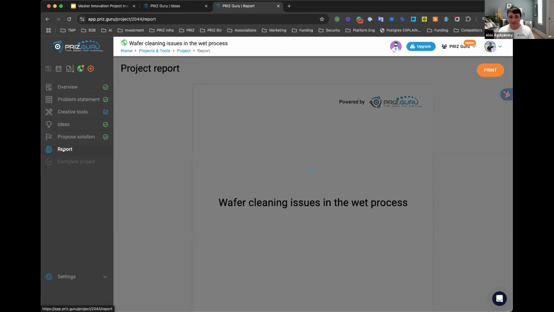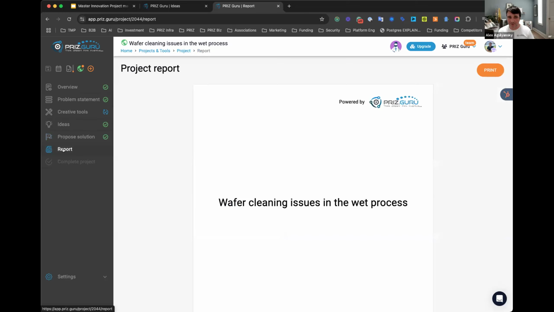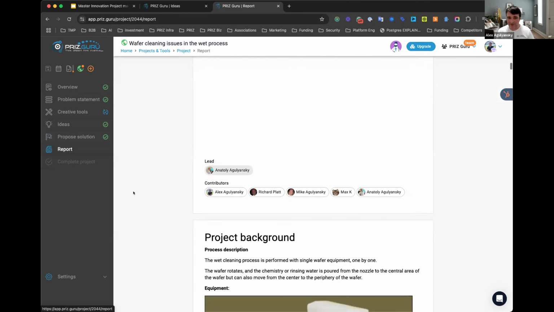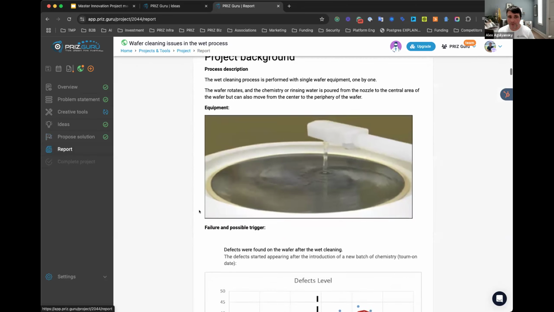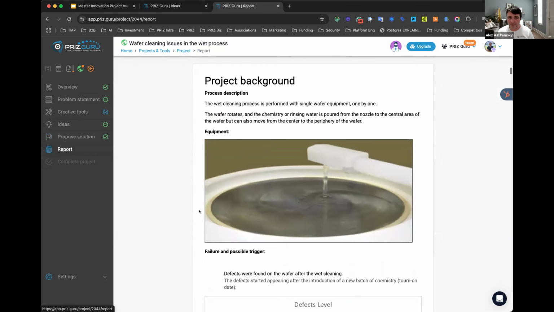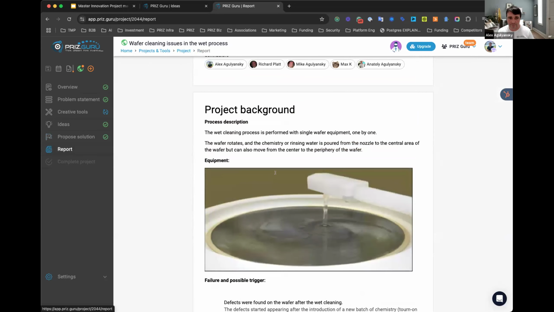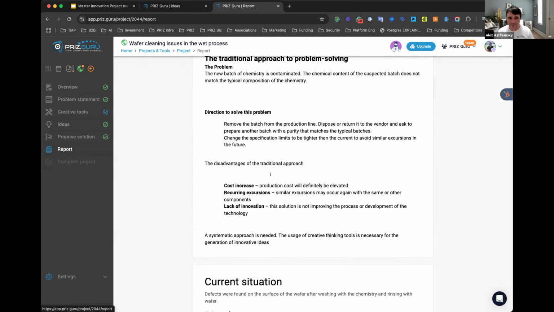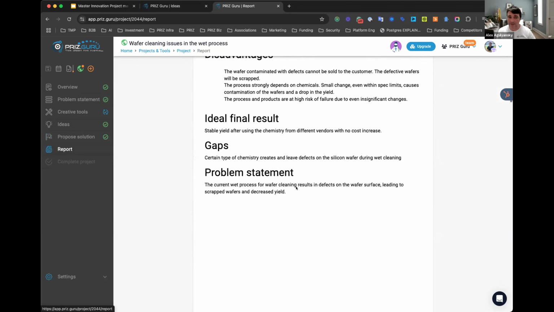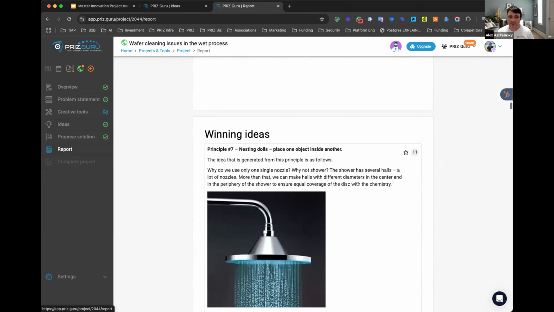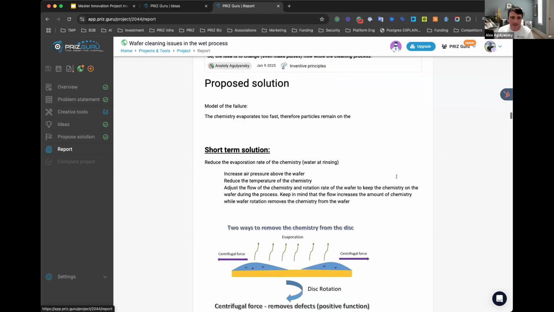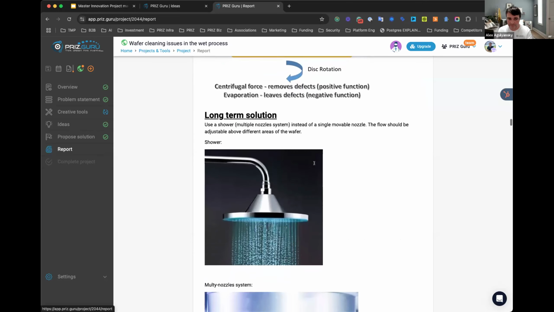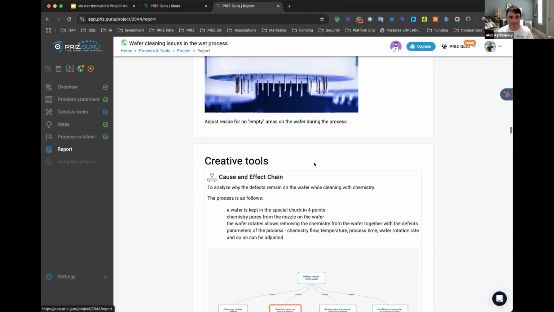So going back to the report, usually people will do very dirty work, unless they absolutely love it, to generate the report. Here, you don't need to do that. Everything is done for you, from the background information to the current situation, everything that we generated until now, the winning ideas. Winning ideas are the ones that we selected, and we decided, okay, these are the two that we're going with, and the final proposed solution that we just looked at.